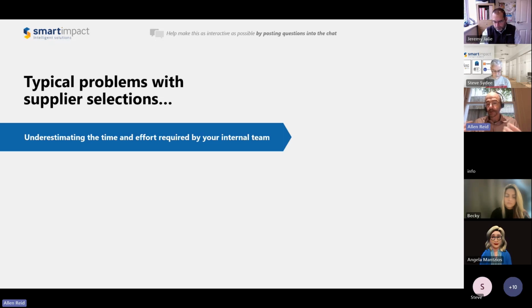And what people then do is they'll invite a huge list of suppliers to take part. They'll underestimate how much time it's going to consume from their team. Different team members will dip in and out, which means that they can't have the same view across all of the suppliers because they're not available for all of the meetings.